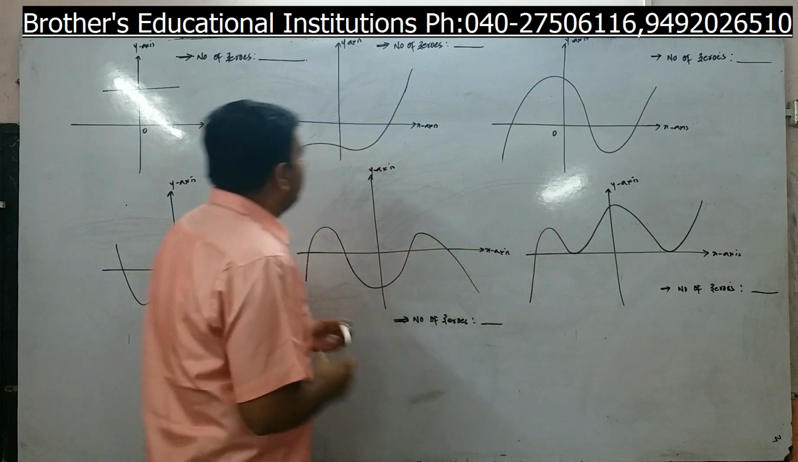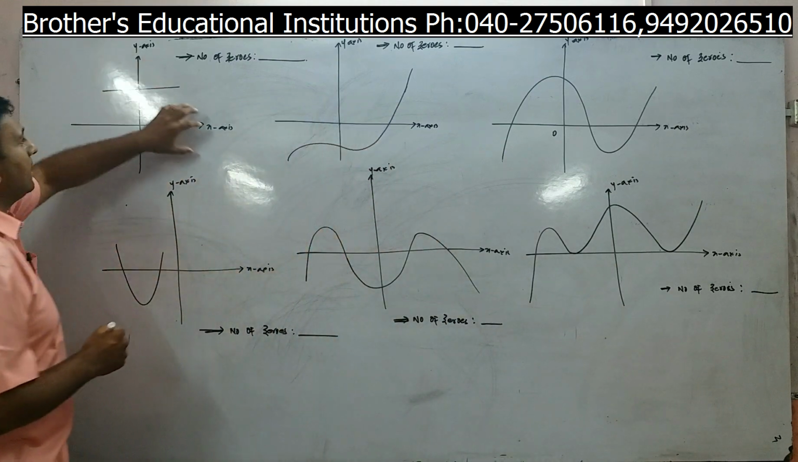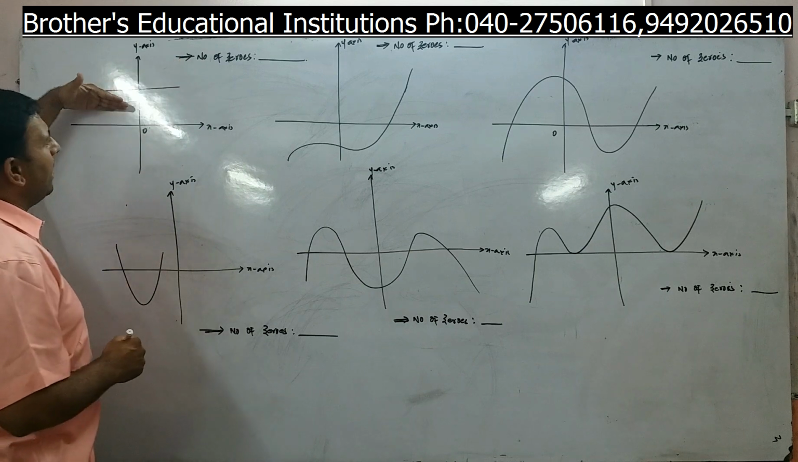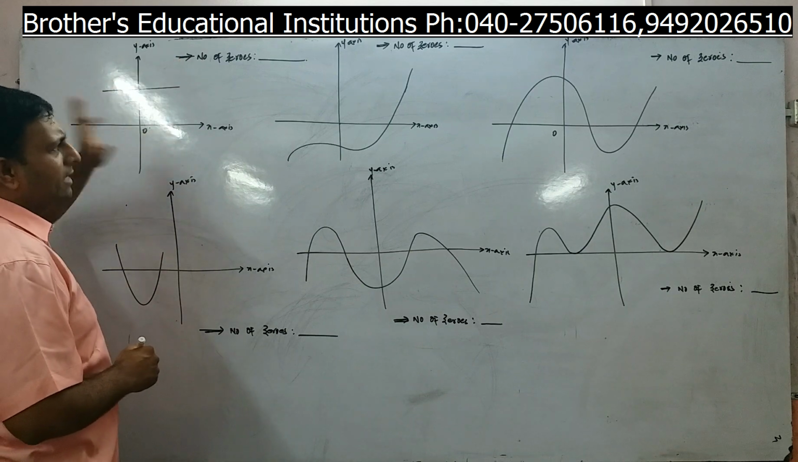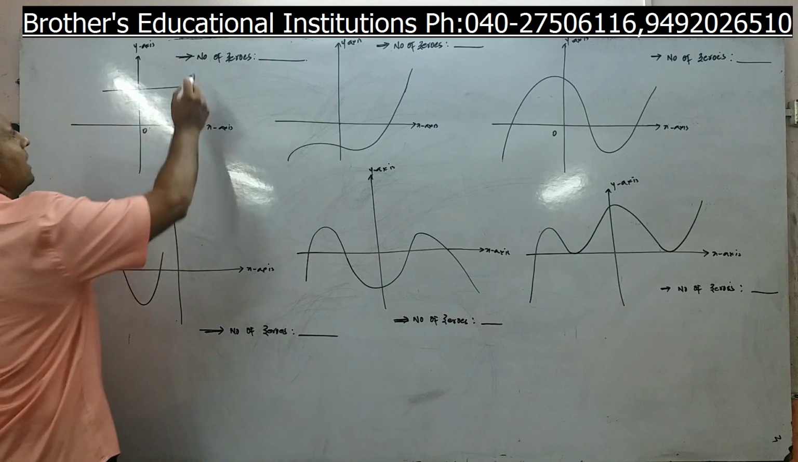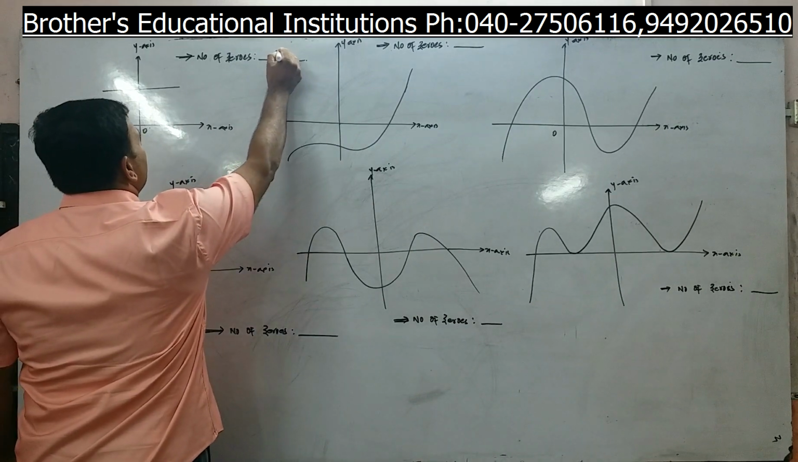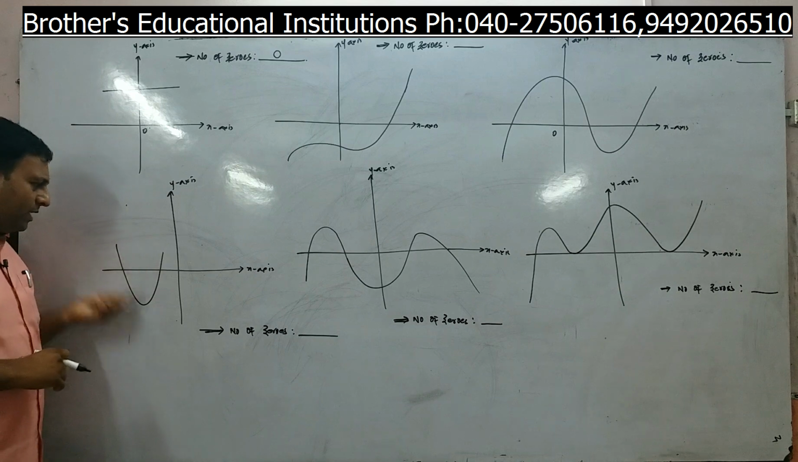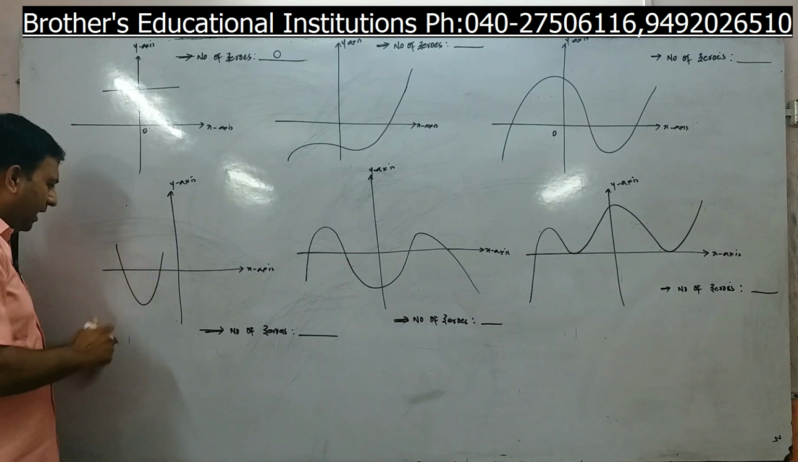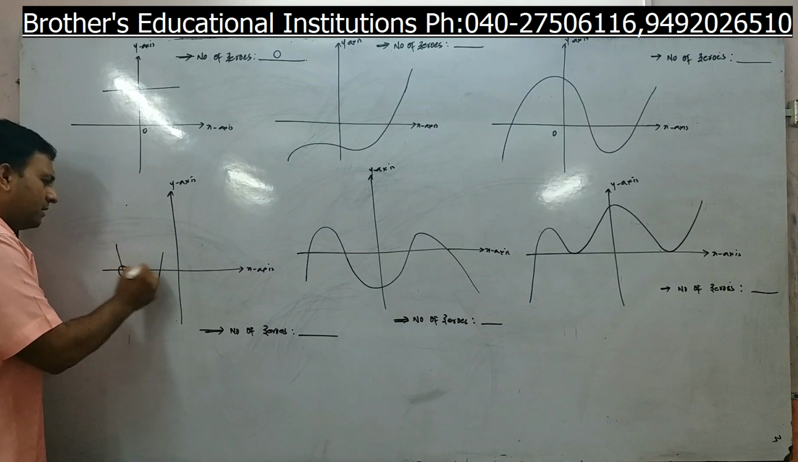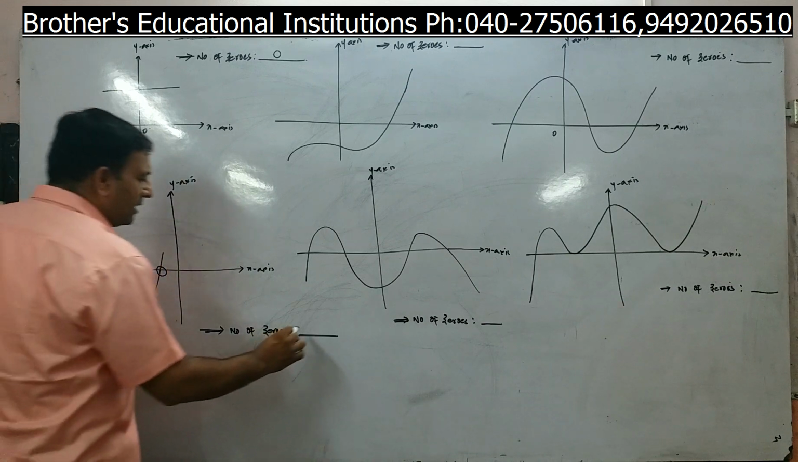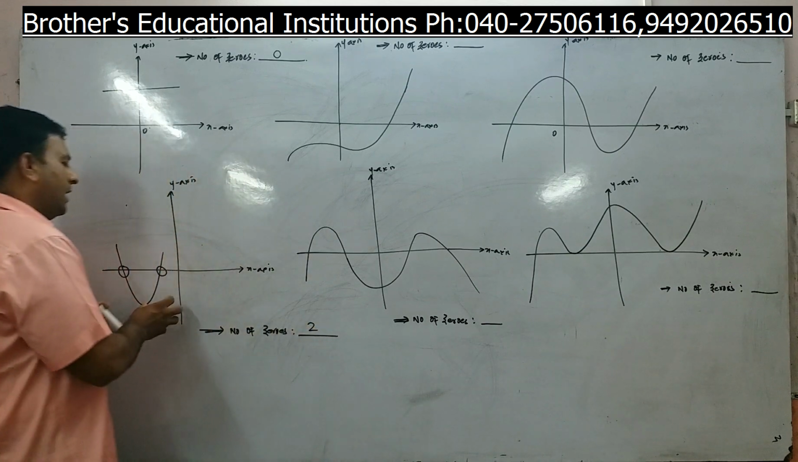Now if you can see the first graph, this is the x-axis, this is the y-axis, and I have a simple straight line. Is the straight line touching the x-axis or cutting the x-axis? No. So I will say the number of zeros is 0. There are no zeros for this graph. For this graph you can see it is cutting the x-axis at this point and at this point. So how many zeros are there? There are 2 zeros for this particular graph.